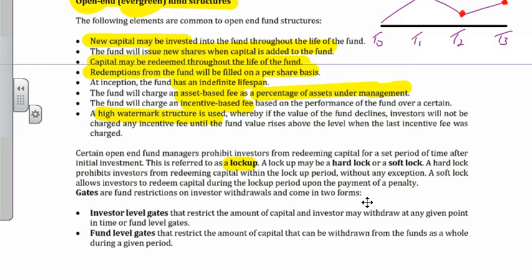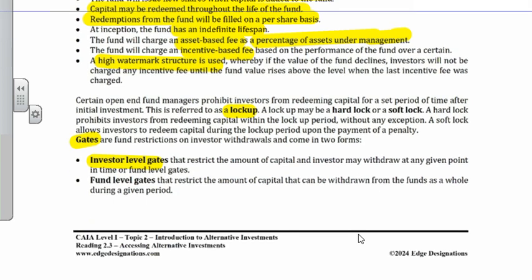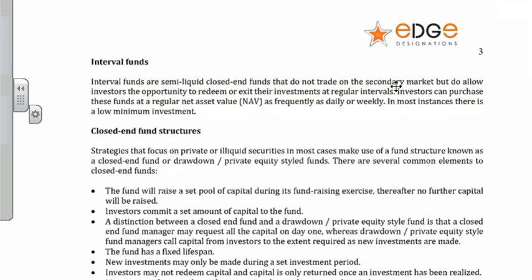Okay. We've got another term over here, gates. What's a gate? A gate is a fund restriction on investor withdrawals. They come generally in 2 forms. Form number 1, at an investor level, in other words, restricts the amount of capital an investor may withdraw at any point in time. And then we've also got fund level gates. And what are fund level gates? They restrict the amount of capital that can be withdrawn from the fund as a whole during a certain given time period. Those are 2 different gates, just another way to restrict withdrawals.